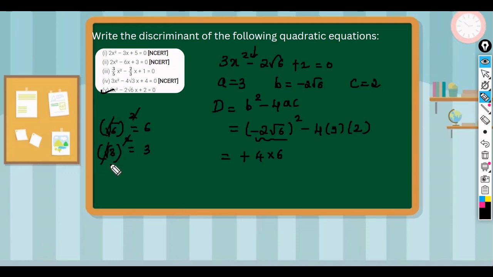So what is happening? When you square, root and square will go. The number inside will remain. Just write that, don't forget. Now what is happening here? 4 3s are 12, 12 2s are 24. Again here also D is equal to 0. So there exists only one real root.